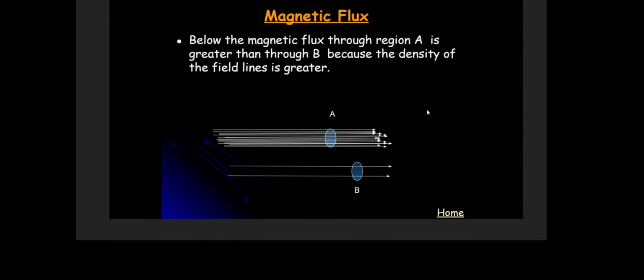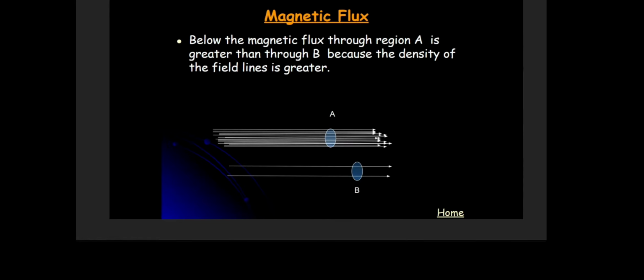As we can see here, we have A and B being the same size, but in A the field lines are more compact, so you have multiple field lines in A, but at B we only have 2. So in A, the density of field lines increases, while in B, the density of the field lines is very small because they're very spaced out. And that will lead us into the next term.